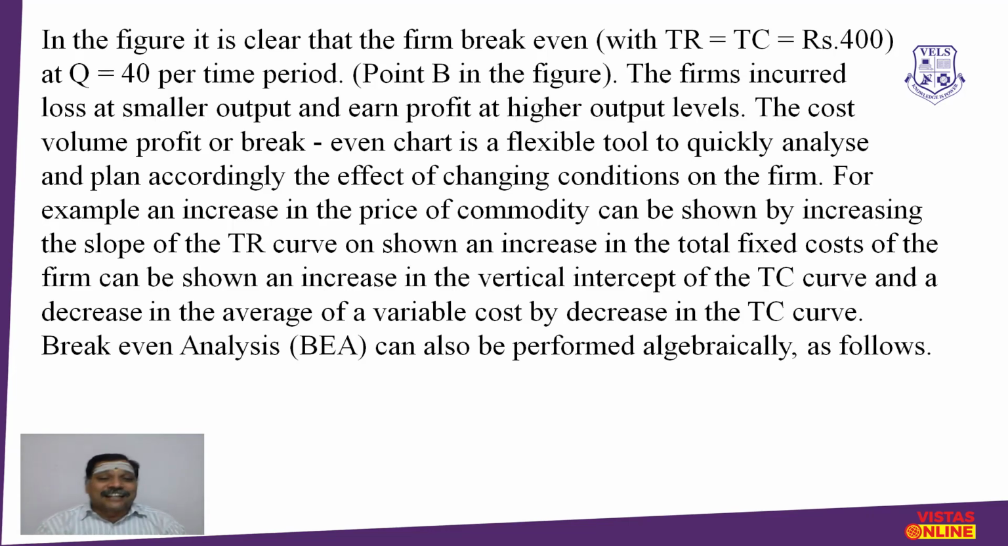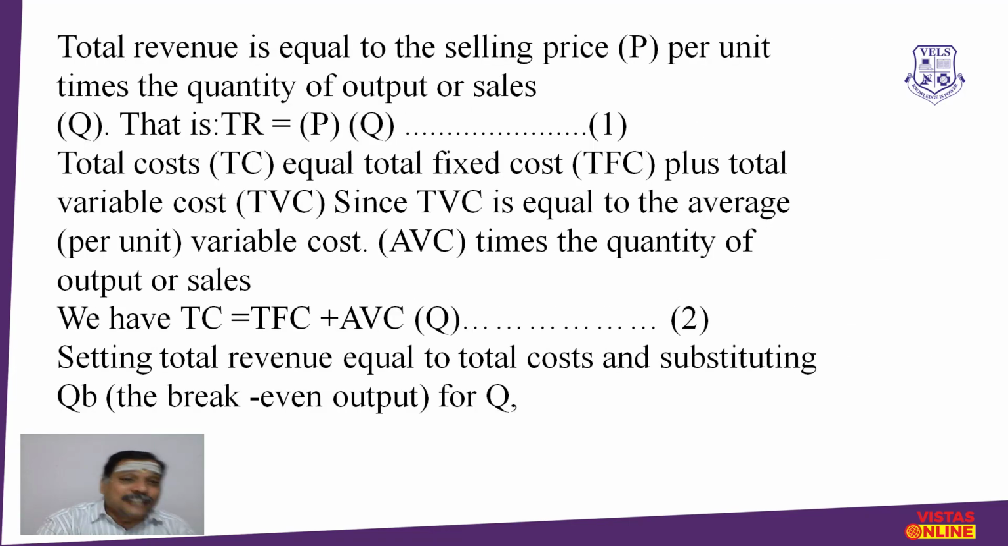So the break-even analysis is also performed algebraically. Where this is a diagrammatic representation, we can do it algebraically. The total revenue is equal to the selling price per unit times the quantity of output or sales. That is, TR equals price into quantity. The total cost is equal to total fixed cost plus total variable cost, TFC plus TVC. Since TVC equals the average variable cost per unit, AVC, times the quantity of output or sales.